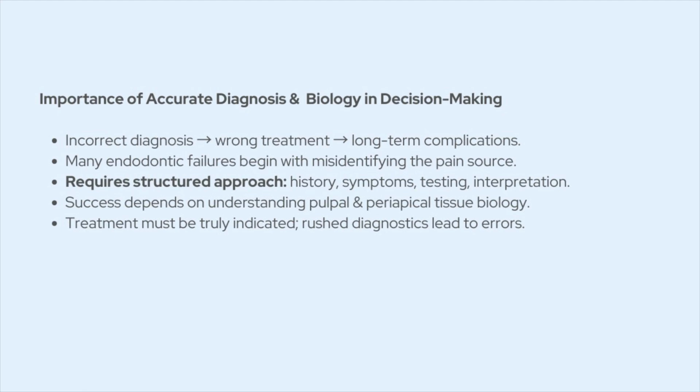So, in endodontics, we're constantly balancing biology with clinical decision making. We deal with the dental pulp, the periapical tissues, and the entire range of diseases that affect them. But the treatment only works when it's truly indicated. That means we need a structured approach, gathering a detailed history, evaluating symptoms carefully, performing appropriate tests, and interpreting all of that information with a clear understanding of how pulpal and periapical tissues behave in health and disease. When any part of that process is rushed, skipped, or misinterpreted, we open the door to unnecessary root canals, persistent pain, or missed systemic conditions.